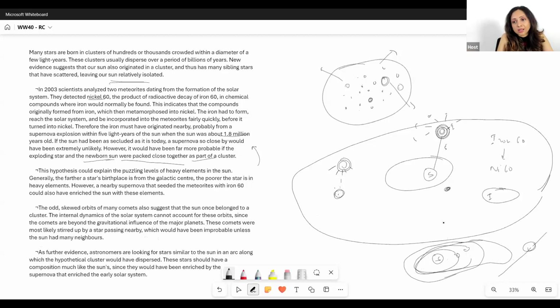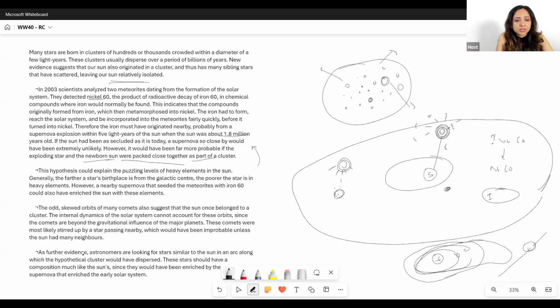So they're saying that this could have led to the skewed orbit of the comet. Now, these comets were, and this would not have been possible if the sun did not have many neighbors. If the sun was as isolated as it is today, then stars would not have been passing from close by.